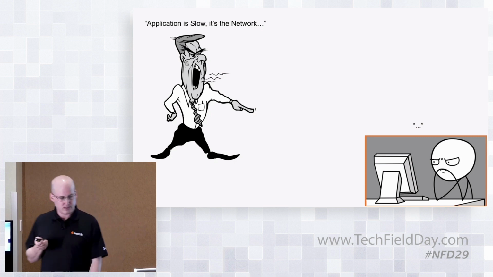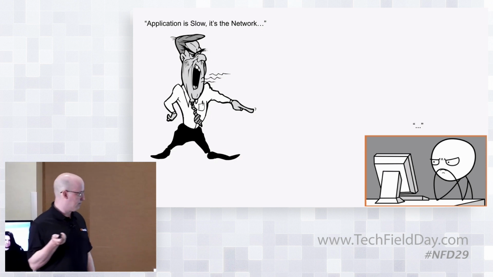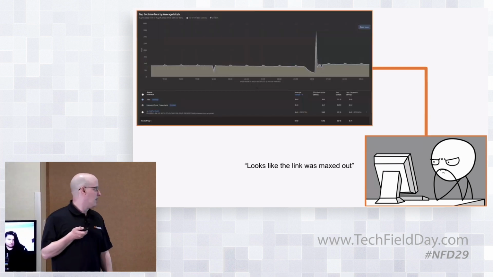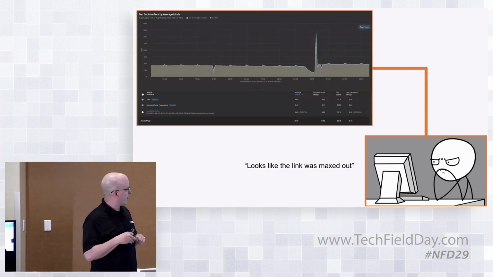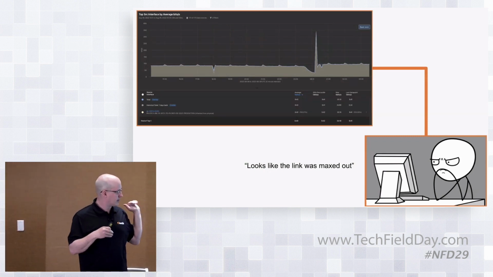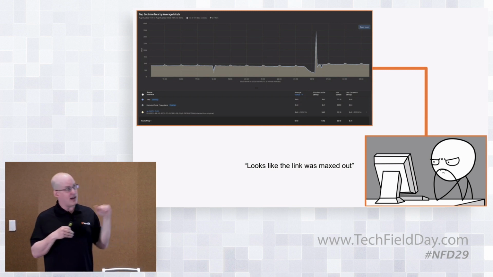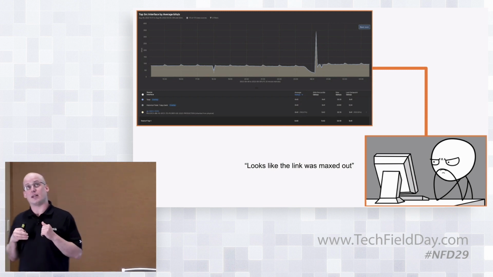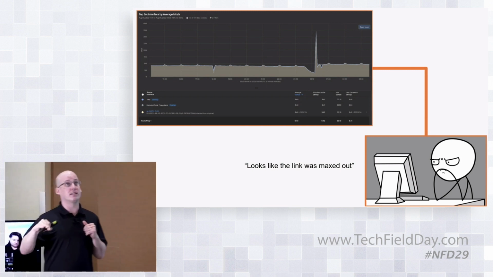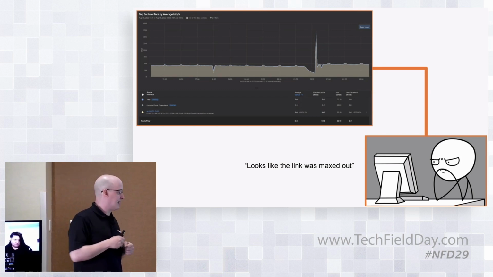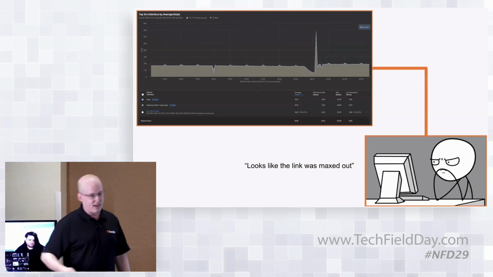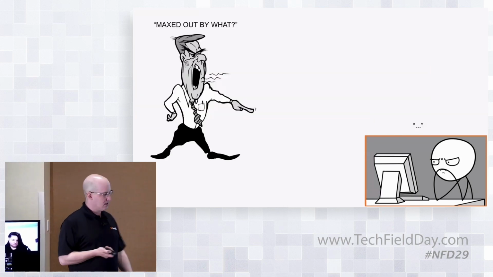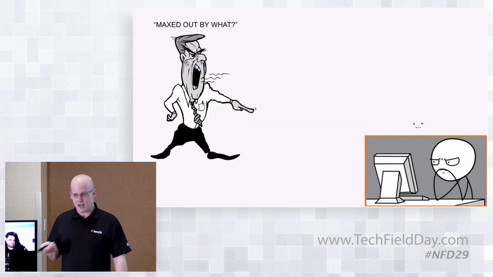If I have Netflow enabled everywhere, and you can't really see the subtext in this picture, basically what this is showing is an interface that was maxed out, and I can see that in Netflow data because I get how much traffic. So I can say, yeah, it looks like the link was maxed out. And if you just say that to the boss, the person that's complaining, what are they going to ask you? Maxed out by what?